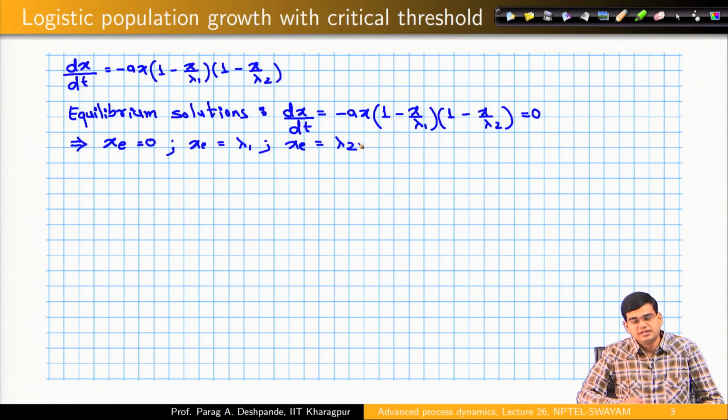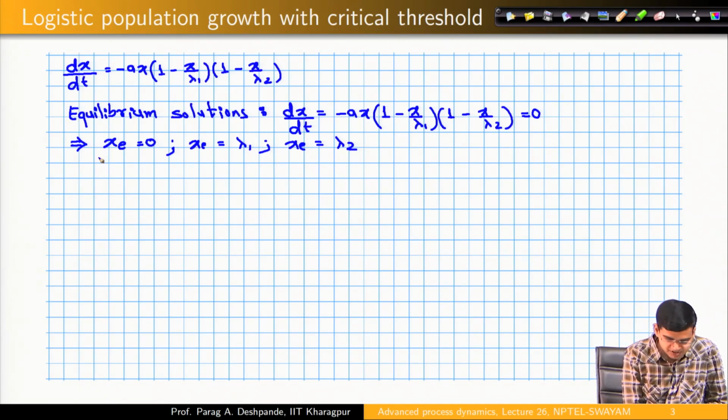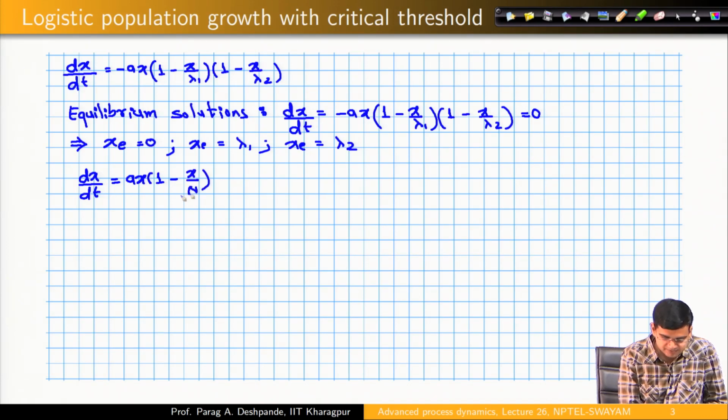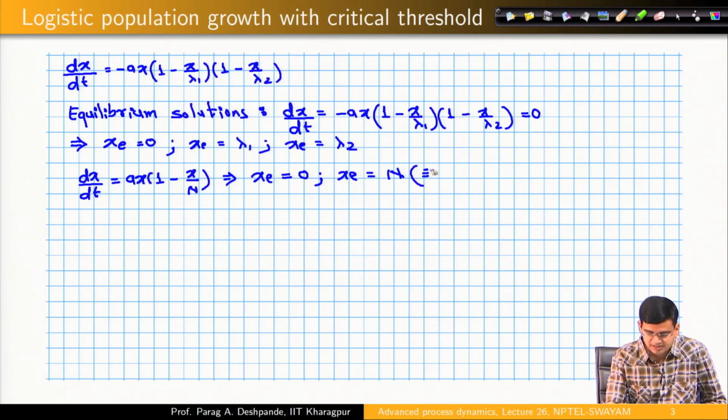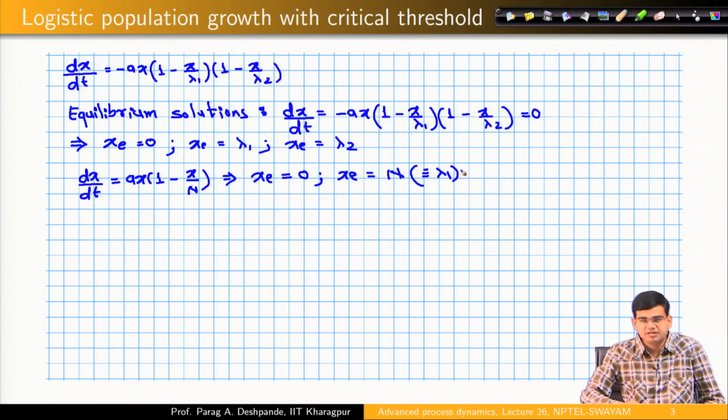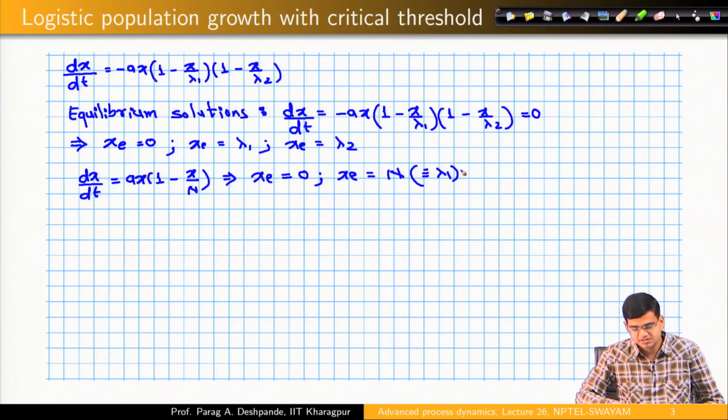Okay. Let us compare this against our logistic equation. Our logistic equation was dx/dt = a x (1 - x/N), and my equilibrium solutions in this case were x = 0 and x_e = N, which in the present case is nothing but λ1. Lambda 1 is the carrying capacity of the system.